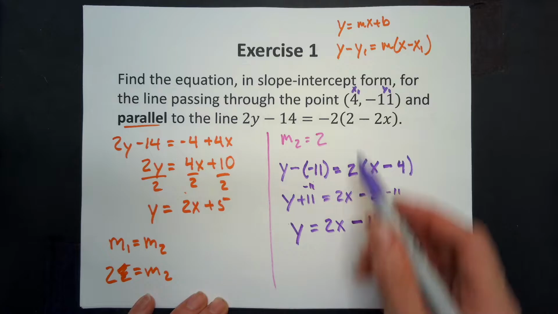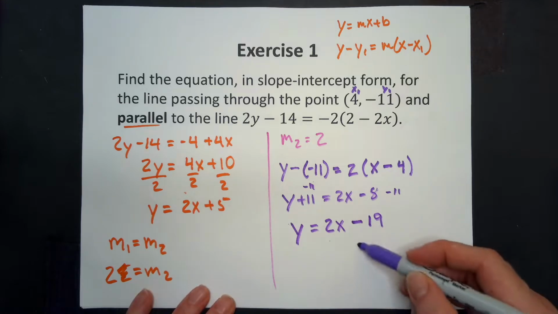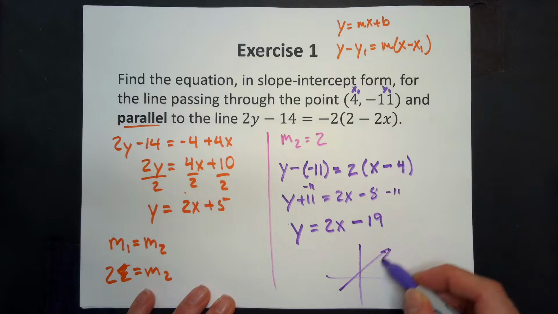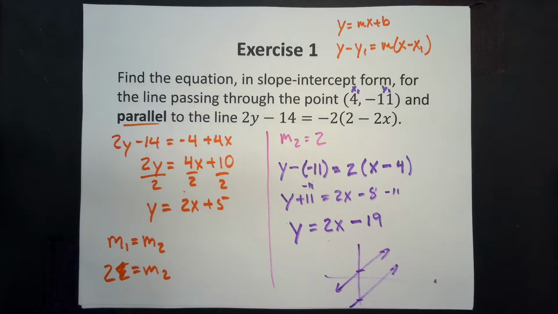And this is the equation of our line, and it's in slope-intercept form. So it's y equals 2x minus 19. If you were to graph these two lines on the same graph, you'd have one that crosses at 5, and you'd have the other one down here that crosses at -19, and they'd have the same slope. They'd never intersect.